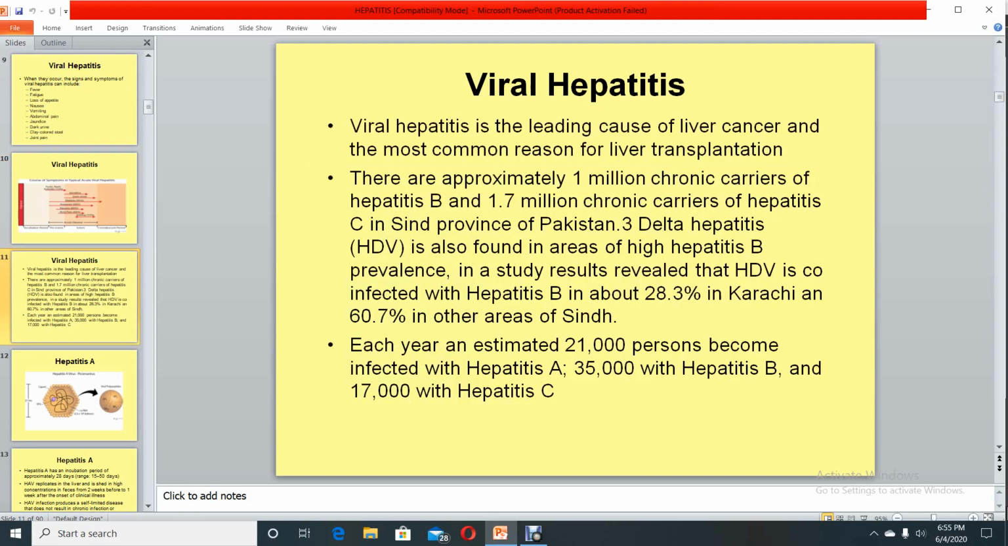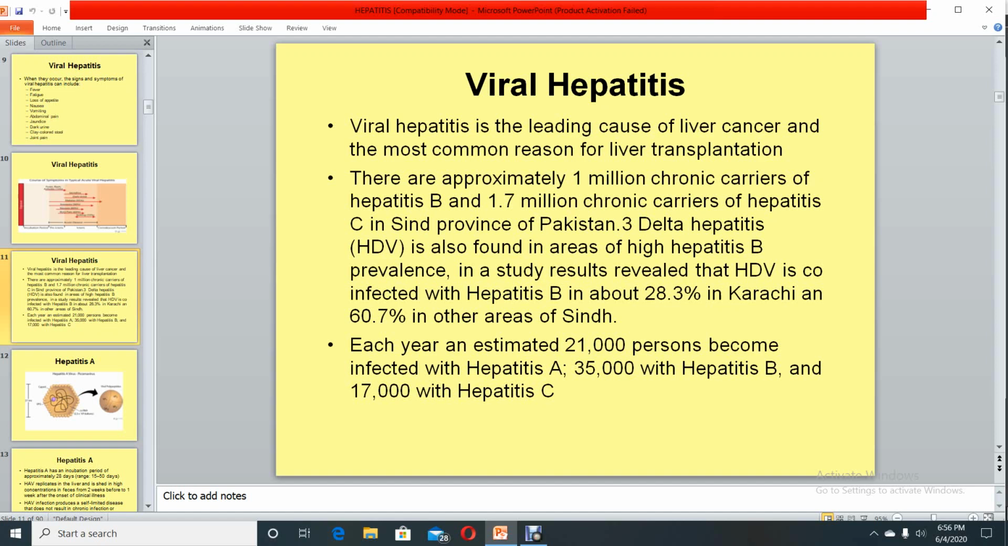Well, the thing is this: viral hepatitis is the leading cause of carcinoma of the liver. This is very important. 1 million chronic carriers of hepatitis B and 1.7 million chronic carriers of hepatitis C are present in the Sindh province.